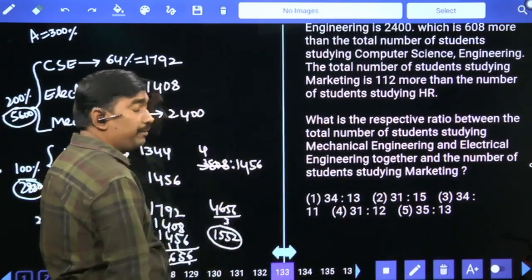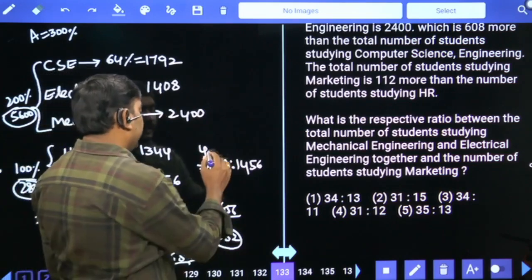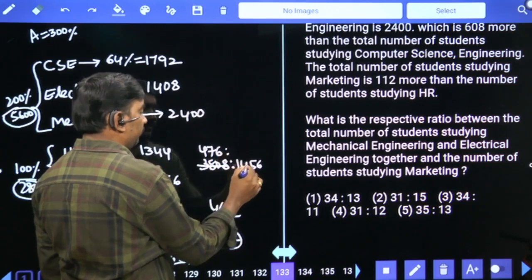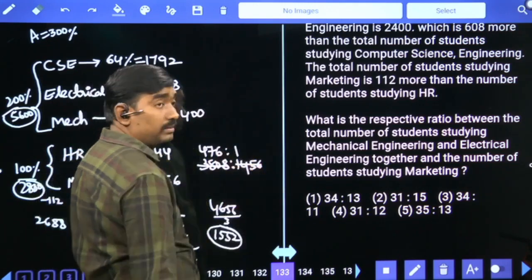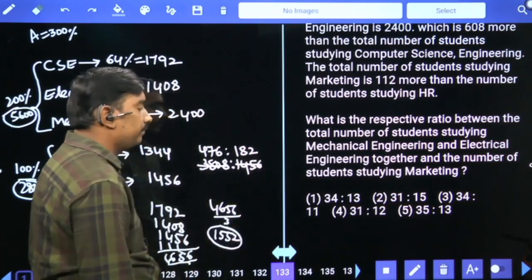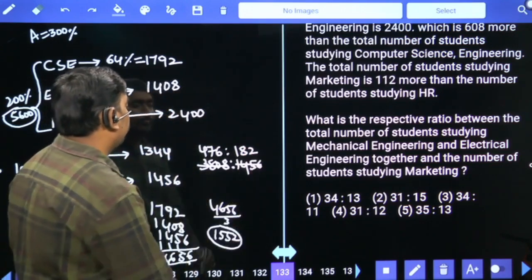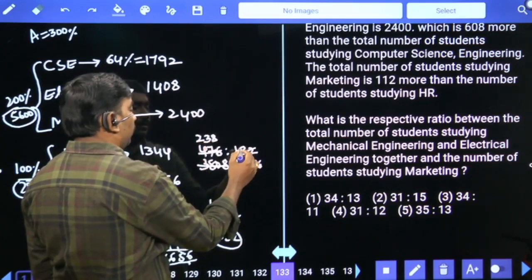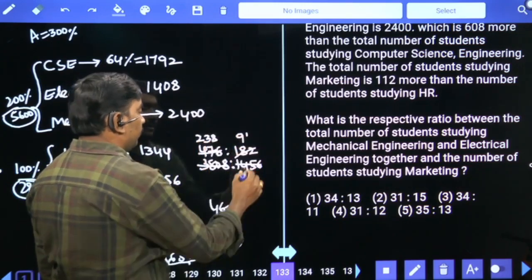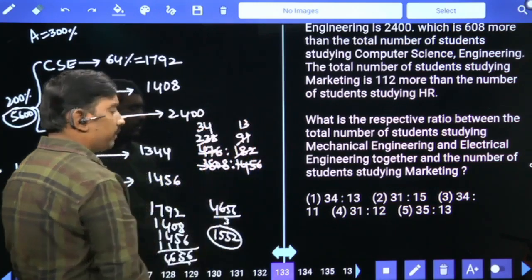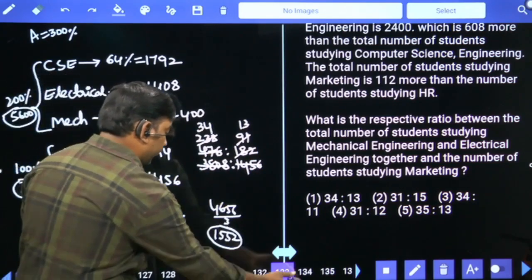8 4s are 32, remaining 60. 8 7s are 56, 48. 8 6s are 48. 8 1s are 8, 65. 8 8s are 64. 8 2s are 16. 7 13 times. 7 3s are 21. 7 4s are 28. So the ratio is 34 is to 13.